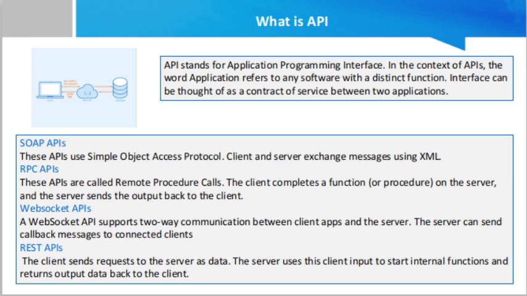REST API: these are the most popular and flexible APIs found on the web today. The client sends a request to the server as data. The server uses this client input to start internal functions and returns output data back to the client.